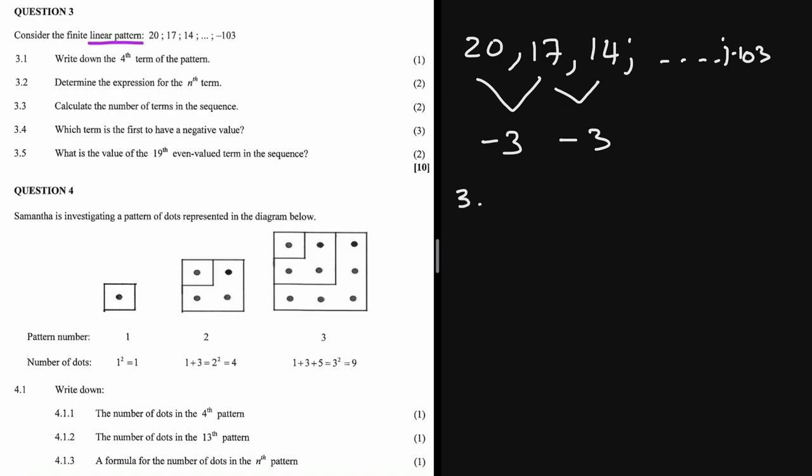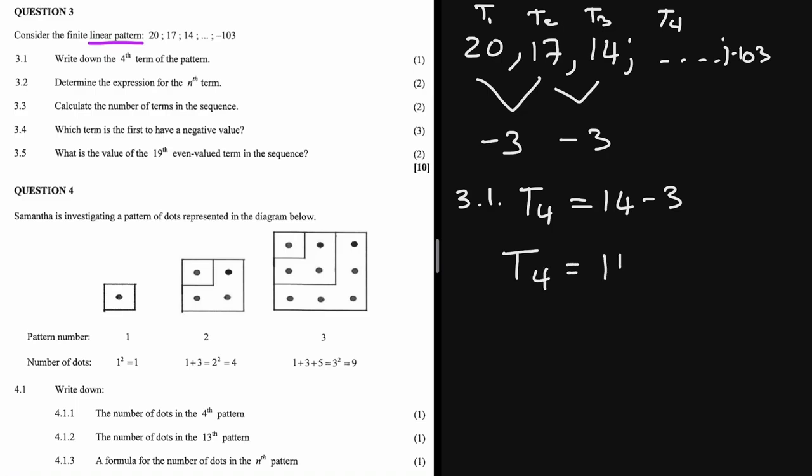So now we can start to answer our questions. The first question says, write down the fourth term of the pattern. So we have term 1 here, term 2, term 3, and we're looking for term 4. We can see that we are minusing 3 from term 1 to get to term 2, and then we are minusing 3 like that to get to the next term. So term number 4 is going to be 14 minus 3, which will give us 11. So the value of term number 4 is just 11. When you answer this question, you don't have to show this. You can just say term 4 is equal to 11.